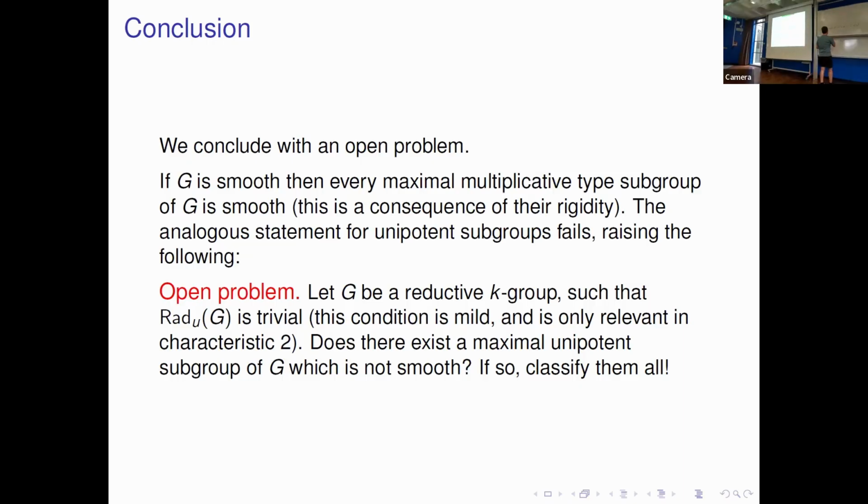But my question is, does the upper central series of every connected G terminate after finitely many terms? I don't know. It's driving me crazy, but I don't know.